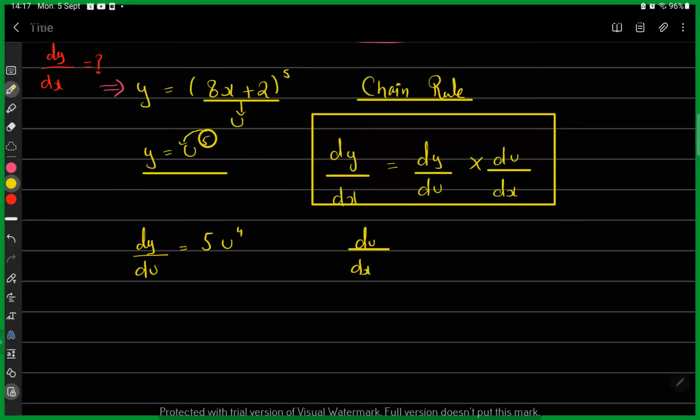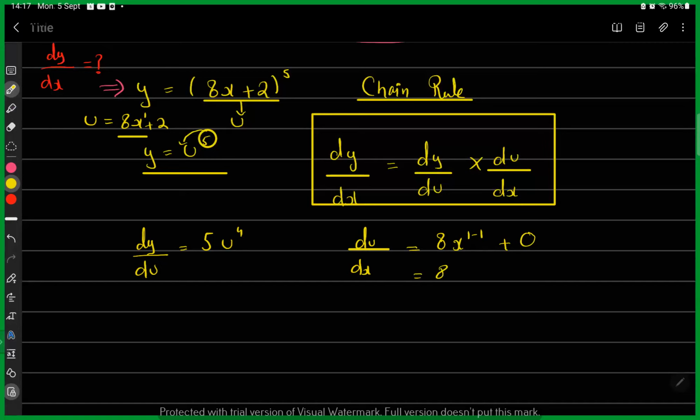And next we have du by dx. So how do I do that? I know that u is equal to 8x plus 2. So how do I differentiate this? It's again the same thing. 8 would come as it is. The old power is 1, 1 would be multiplied by 8, it would remain 8, and x would become power 1 minus 1. And plus 2 is going to be 0, because the derivative of any constant is 0. And this is going to give me 8.